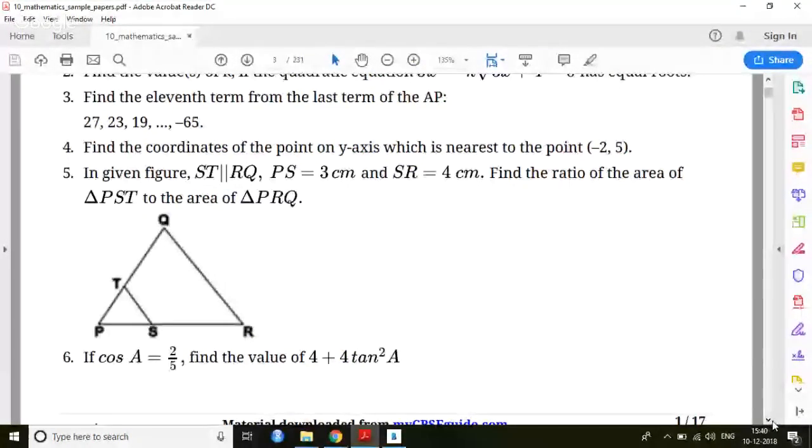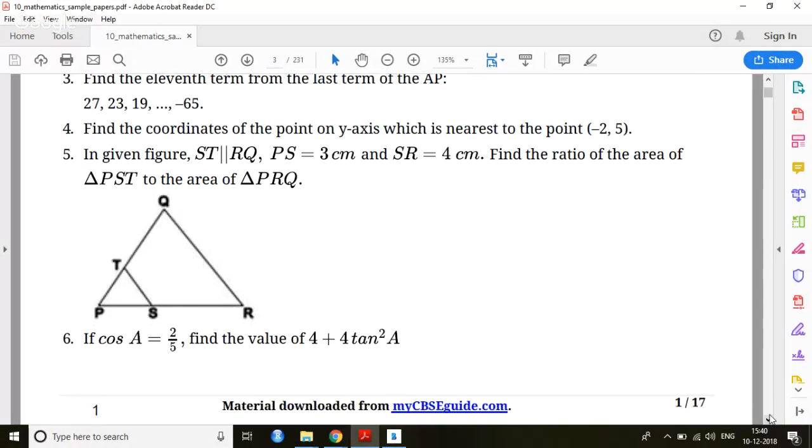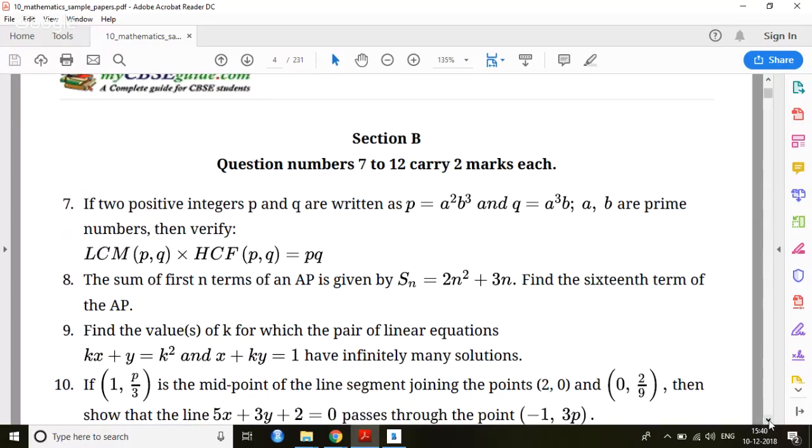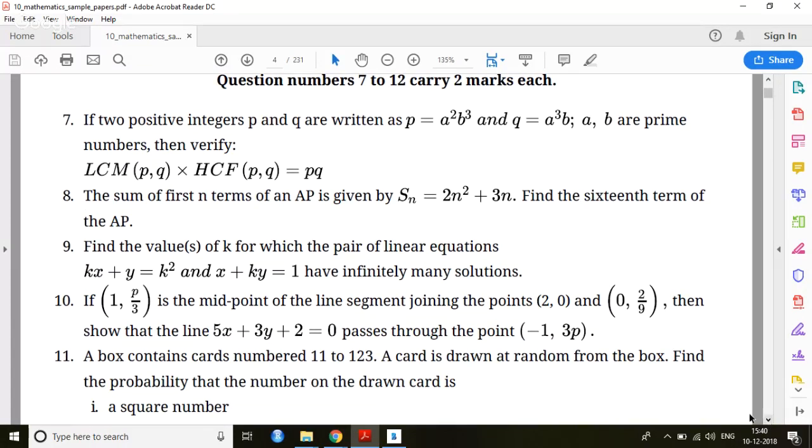Now let me move to another section. So question 7 to 12.